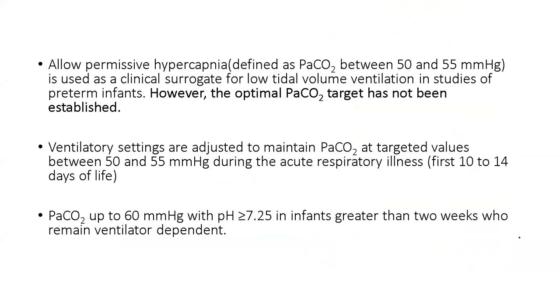Also, when you treat a baby on mechanical ventilation, you allow permissive hypercapnia, which I left here so it's clear, defined as a PCO2 of 50 to 55. The normal PCO2 is 35 to 45. We allow the baby to tolerate a slightly higher PCO2 so we don't have to go up on the tidal volume. And that's called a gentle mode or gentle strategy.